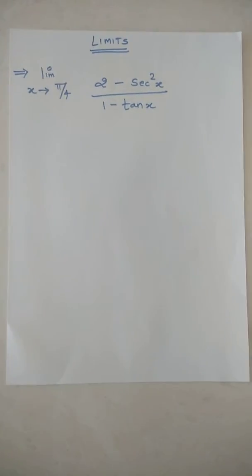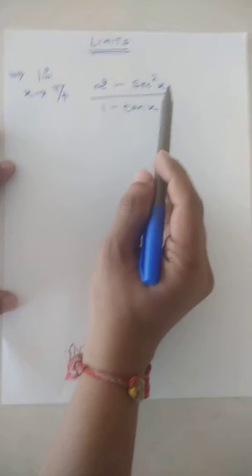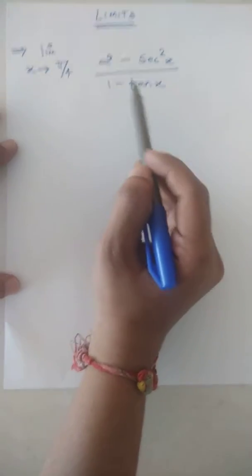Hello friends, today's topic is limits. The limit as x tends to pi by 4 of (2 minus sec square x) upon (1 minus tan x).